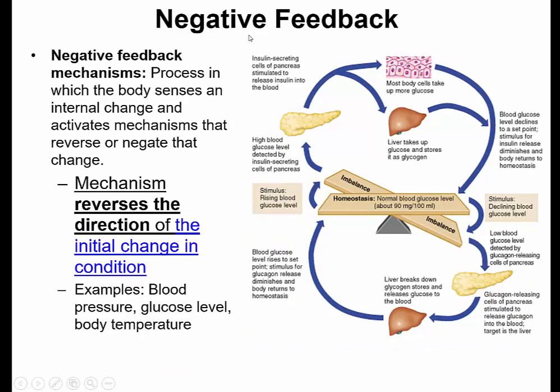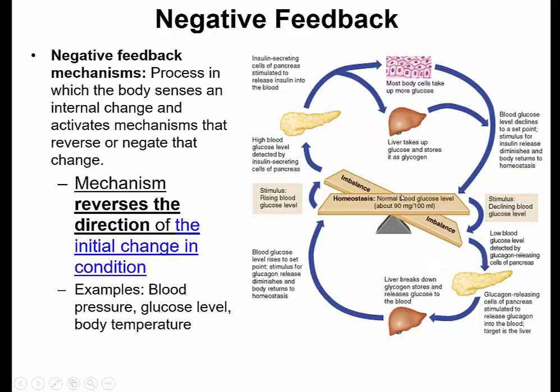And we look at negative feedback systems. The main thing here is that in negative feedback systems, they reverse the direction of the initial change in the condition. So, for example, if you have a rise in blood pressure, your body's going to work at changing that rise in blood pressure to bring it back down to normal. It's going to decrease. It's going to go in the reverse direction. Blood glucose level. If you have a rise in blood glucose level, then we're going to see by negative feedback systems, your body's going to work to decrease that blood glucose level. So it decreases the original stimulus.